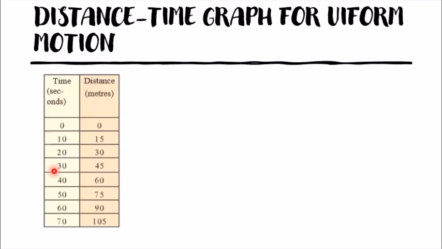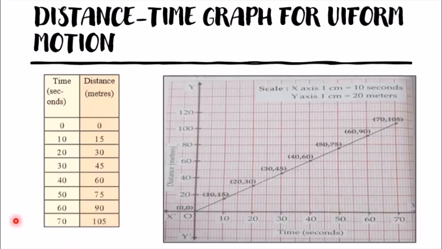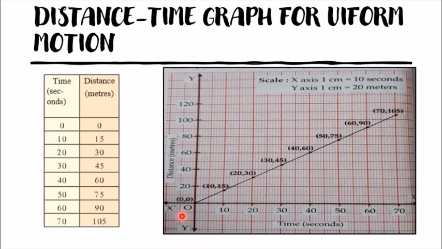We need to plot a graph according to the given data. So, on the graph, we will plot time on the x-axis and distance on the y-axis. On the scale, we have taken on the x-axis 1 centimeter is equal to 10 seconds and on the y-axis we have taken 1 centimeter is equal to 20 meters.